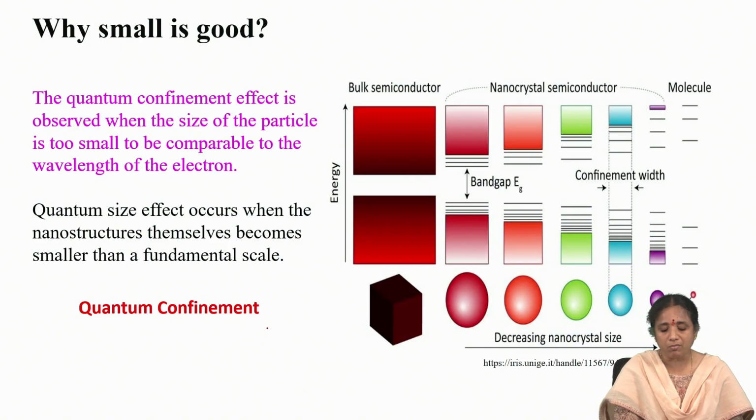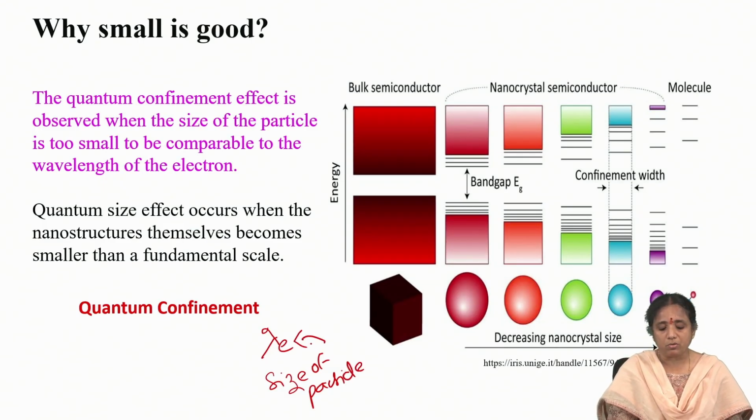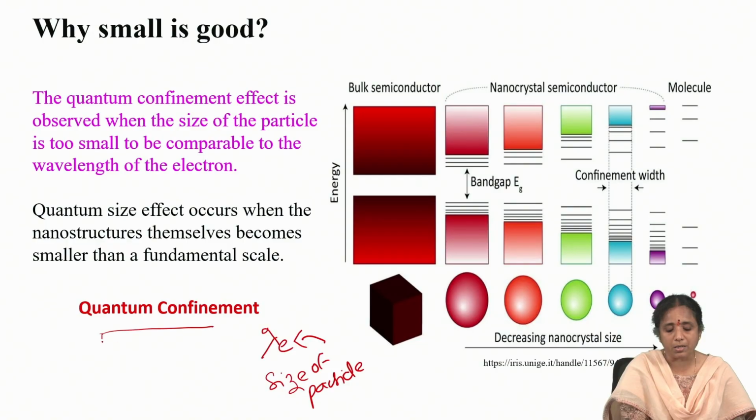So when we consider the wavelength of the electron, the size of the particle is very less, and it becomes equivalent to the wavelength of the electron. So that's why all the particles will be squeezed in a very small area.